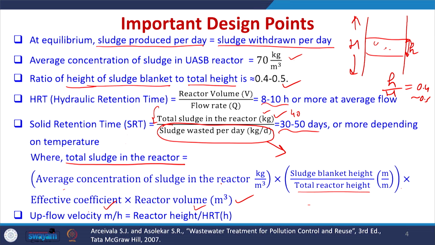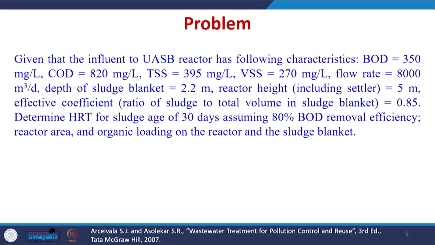Also, upflow velocity, which is a critical parameter, can be calculated as reactor height divided by the HRT, whatever HRT we are going to take. So, this is there. Now, let us solve a problem to understand some of these design parameters and how they are taken care of.